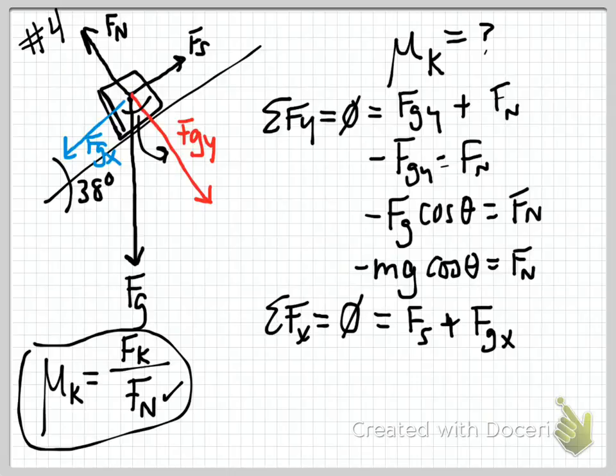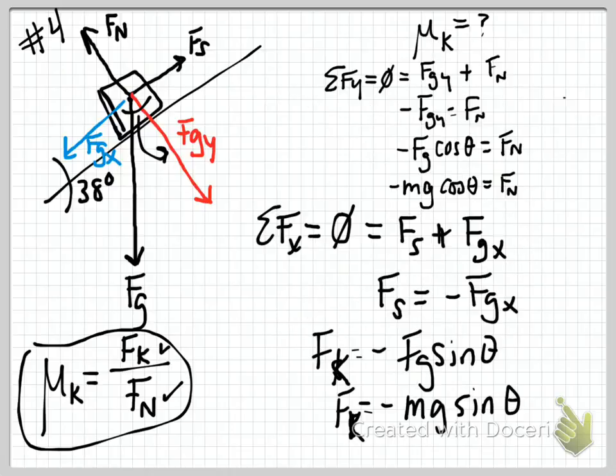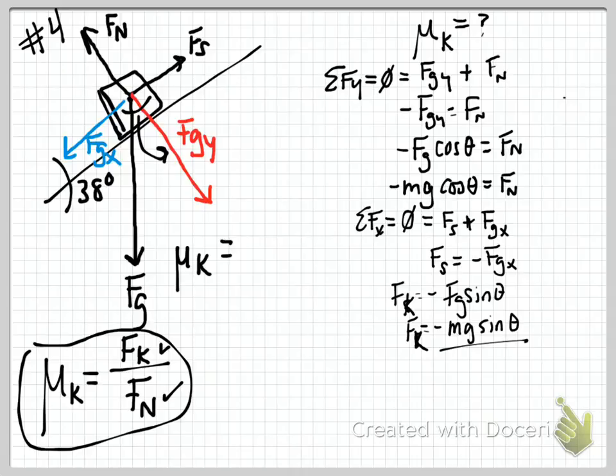All right. Well, what this is telling us then is that F sub s is equal to the negative of F of Gx. And I think based on what we did in the last problem, you can see where this is going. So now we have an expression for Fk, and we have an expression for Fn, so now we're ready to proceed. So mu k is equal to the negative of mass gravity sine theta over the negative of mass gravity cosine theta.